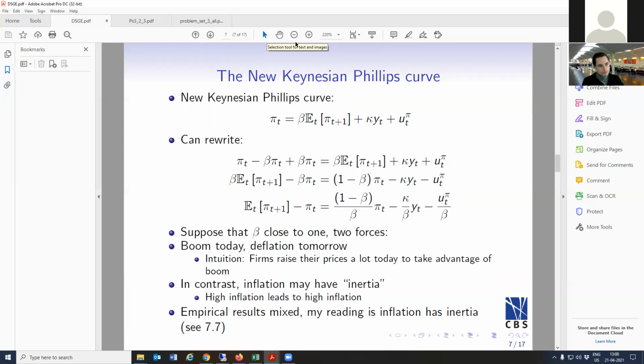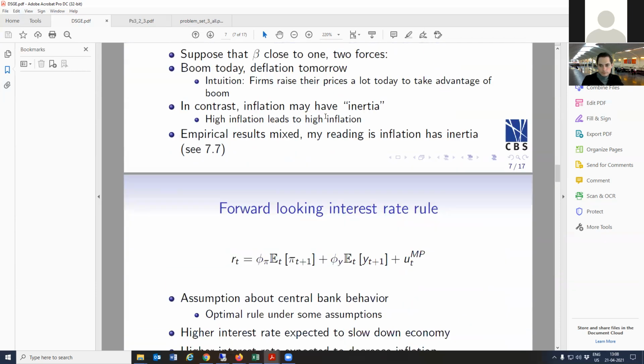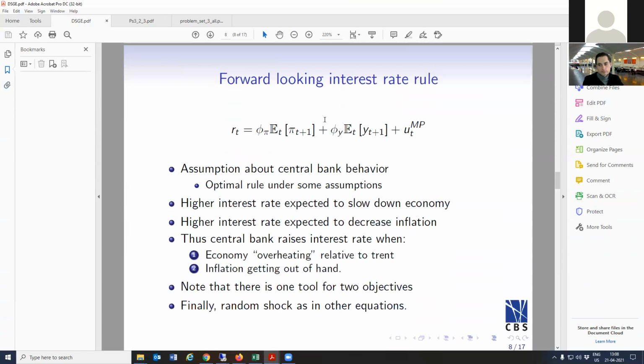All right, I'll just keep going then. And then I wanted to talk about the third equation and the one tool for two objectives problem that arises from this equation. Okay. I believe we could solve it just by adding one more equation, I guess, and one more tool. Well, that's a key, right? Adding one more equation is fine, but you need to add another tool. So what are you thinking of for the central bank to do?